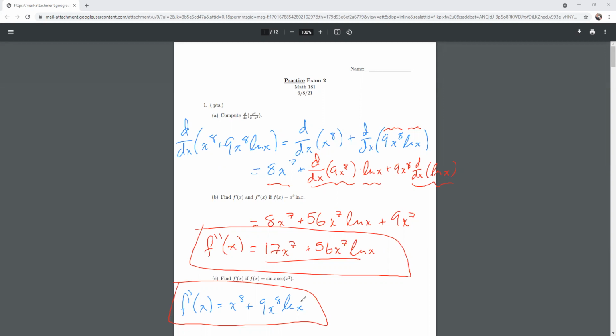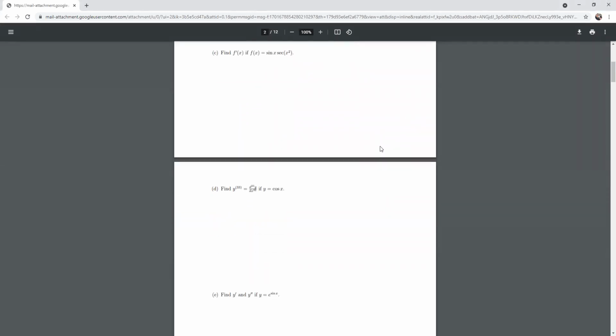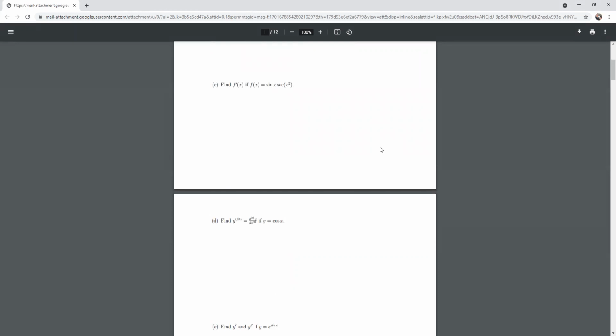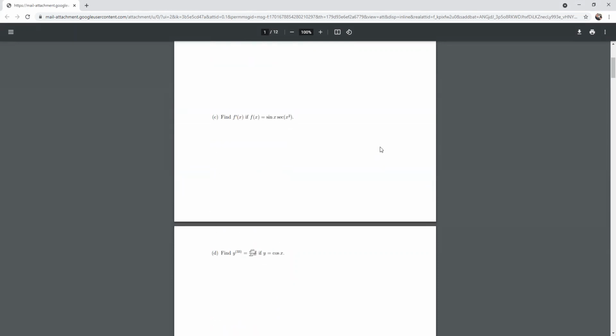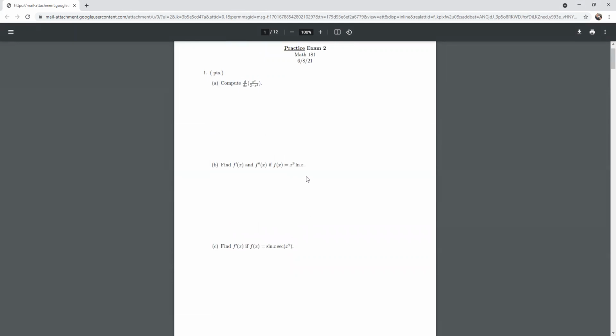Okay, so let's move on to the next problem. I'm going to clear all the work. Okay, so here, let's see. Let's try this one. Okay, so we want to find the first derivative of sine of x times secant of x squared. Okay.